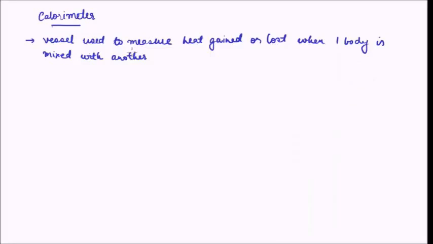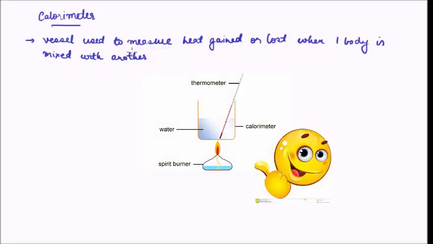Radiation losses are minimized by polishing the outer surface, and conduction and convection losses are minimized by placing it in a material which is a poor conductor, like a wooden case, and giving it air space, because a layer of air reduces the conductivity. So arrangements are made so that there is no external loss of energy and not a lot of heat gained by the calorimeter itself, so that we actually get how much heat is gained or lost. This is the basic idea behind a calorimeter. I will not go into further details. What you need to know is that it is a vessel used to measure the heat gained or lost when one thing is mixed with another, and there are arrangements made so that it is measured precisely.